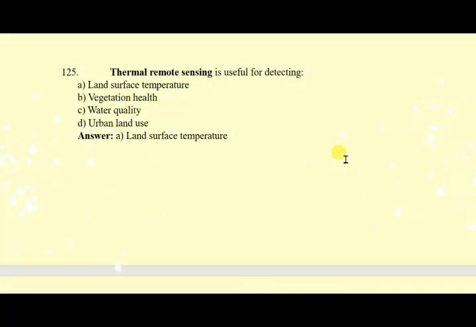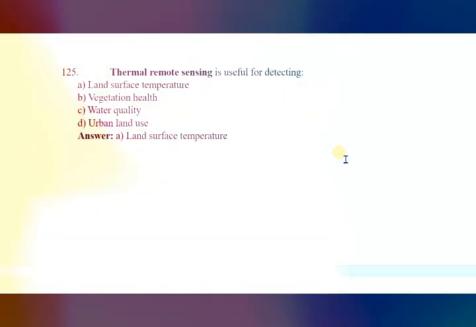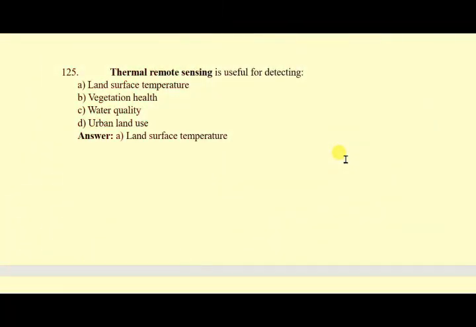Question number 125. Thermal remote sensing is useful for detecting land surface temperature, vegetation health, water quality, urban land use. Here the right answer is land surface temperature.